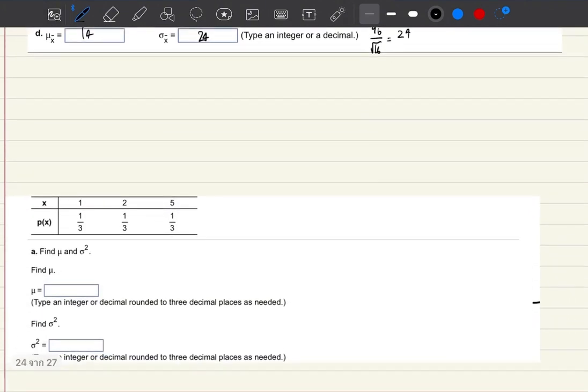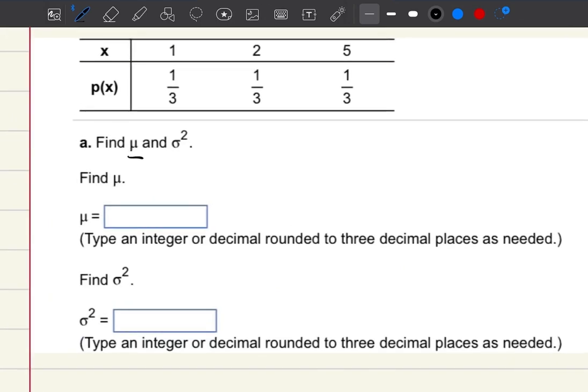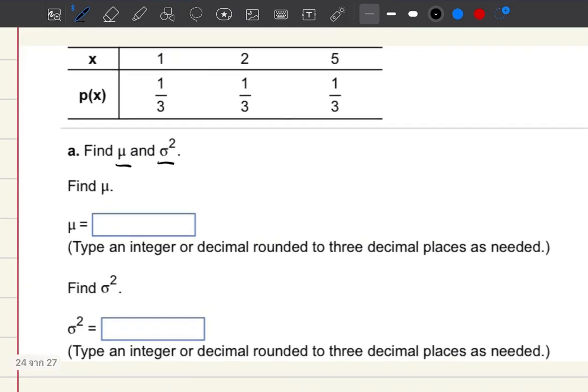Let's move on to the next one. Find the mean and the variance. So, to find the mean, we need to use this formula, sigma x times p of x. And for the variance, we can use sigma of x, or the given value, minus mean squared times p of x.